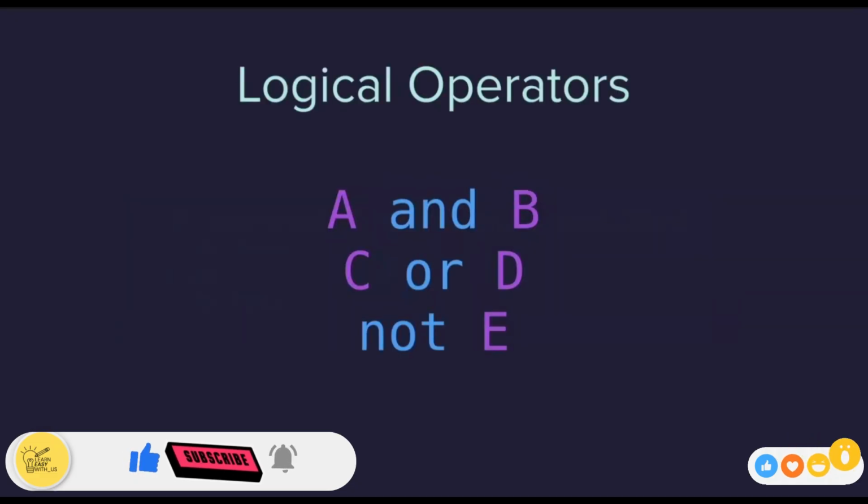So there's three of them that are really useful: and, or, and not. So let's take a look at the first one. When you combine two different conditions using an and operator, they both have to be true, both A and B, for the entire line of code to be true. If just one of them is true, say A is true and B is false, or A is false and B is true, then the overall thing evaluates to false.